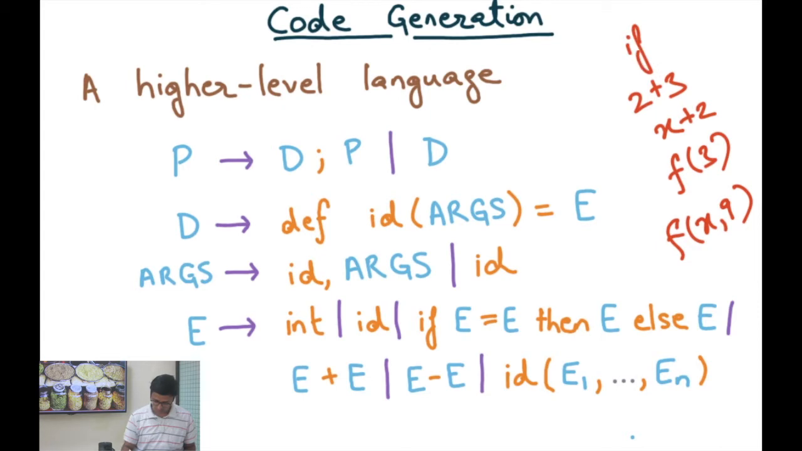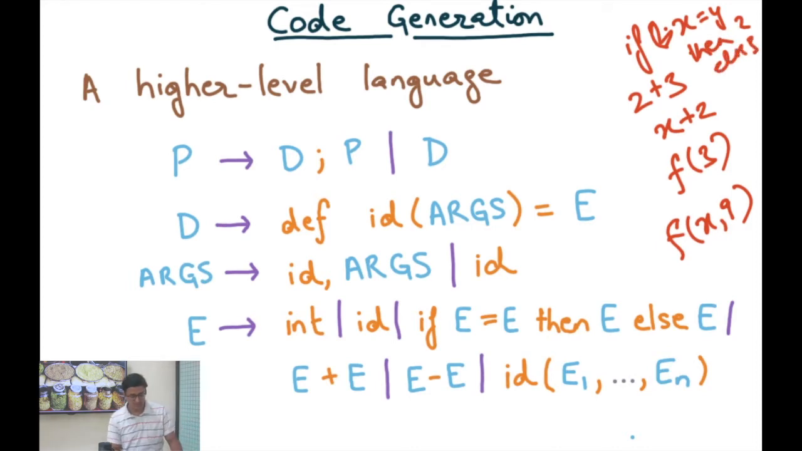If x equals y, then 2 else 3 is also an expression, right? So these are just examples of expressions. Now, the other non-terminals here are args, D and P. So D basically represents declarations. Okay, so D represents a single declaration, a declaration or a definition of a function.